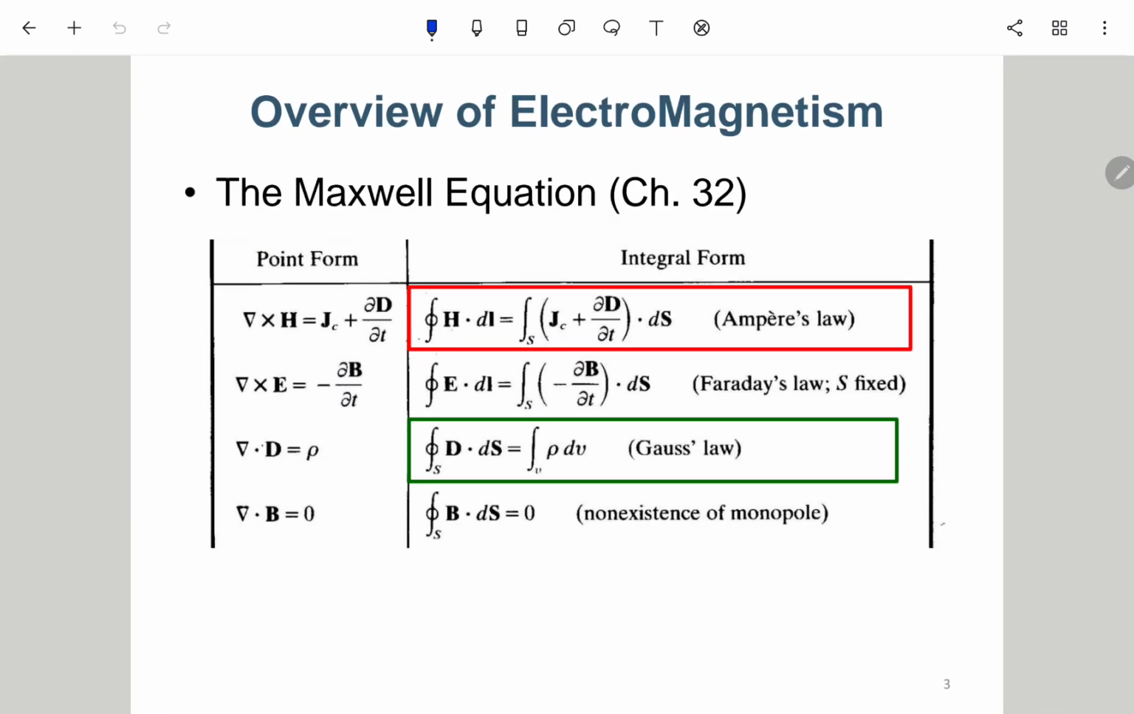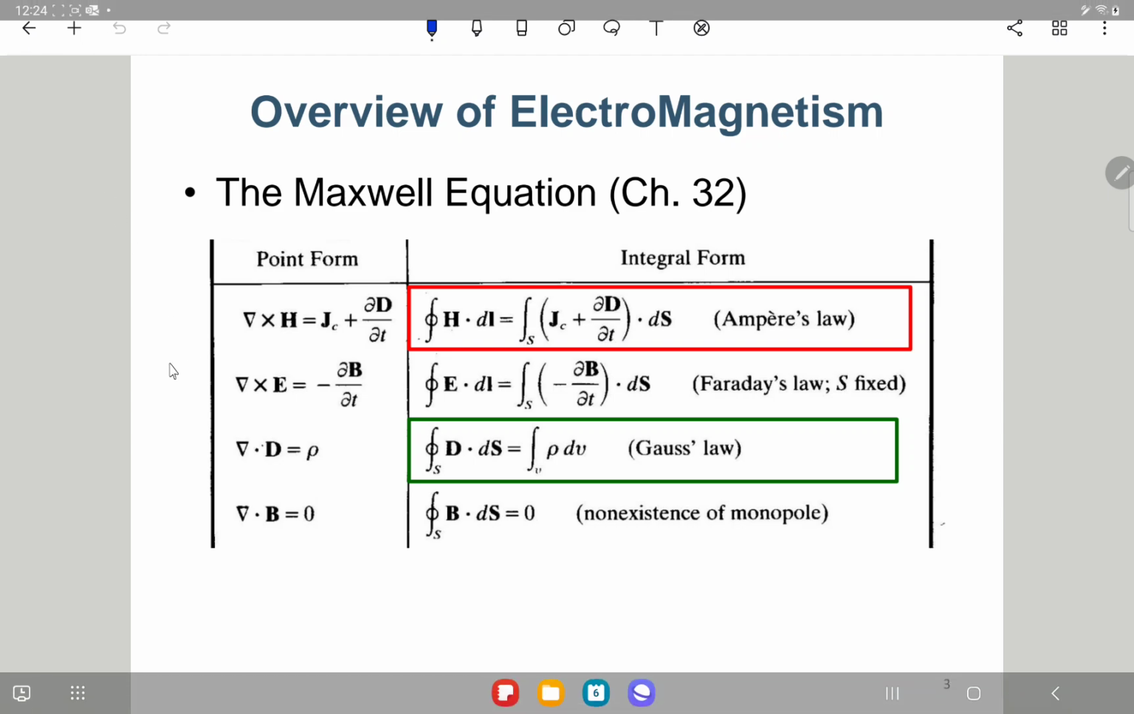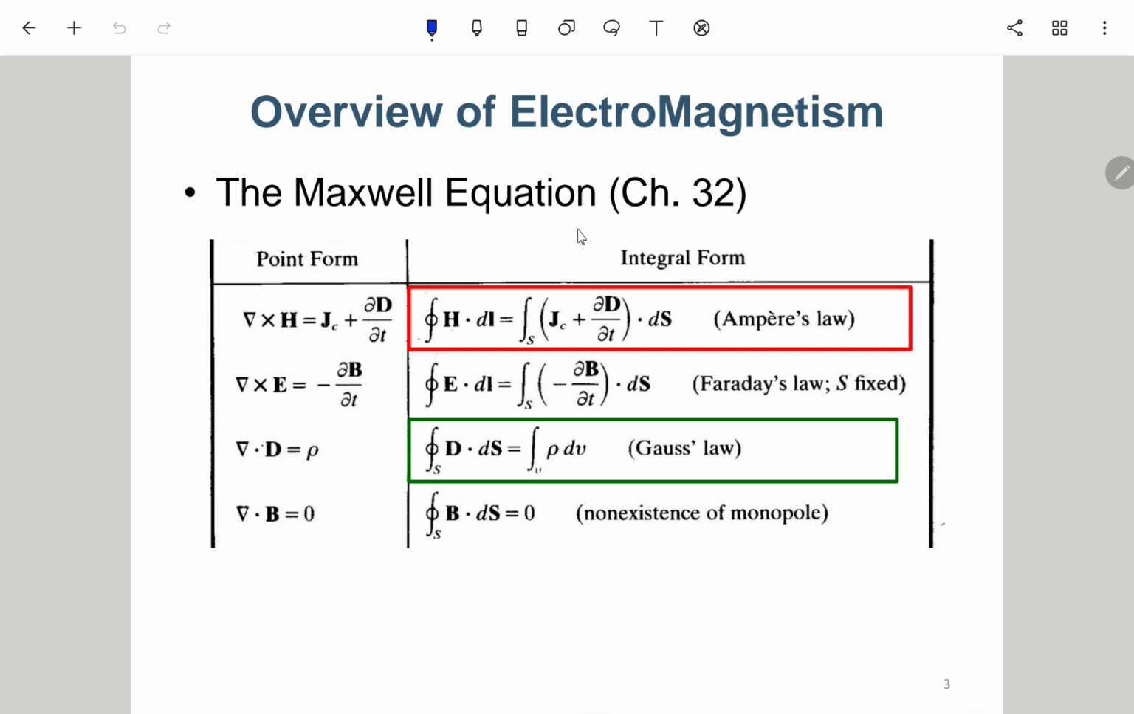Okay, so here, this is the overview of electromagnetism. I'll just show it a bit. Today I didn't wear the T-shirt for the Maxwell equations. In chapter 32, we will summarize the whole set of Maxwell equations. In chapter 23, we learned Gauss's law, and in this chapter we will learn Ampere's law. We will also learn Faraday's law in the coming chapter, chapter 30.